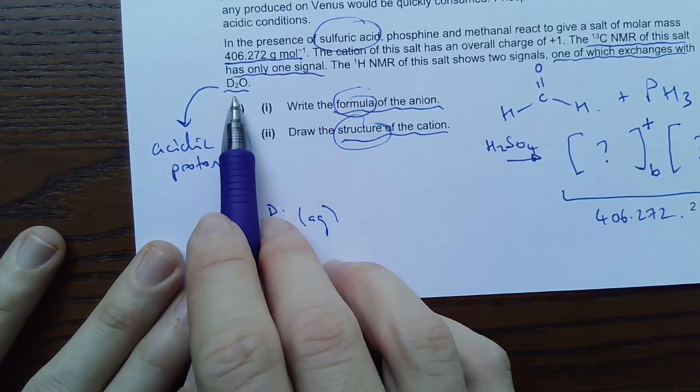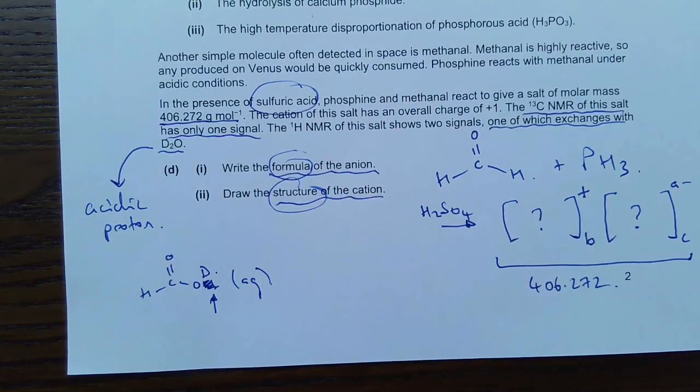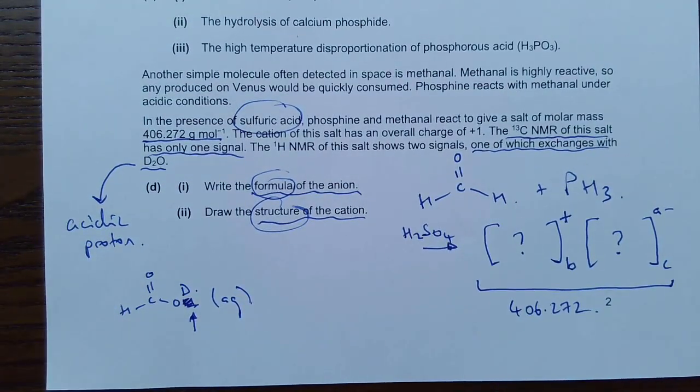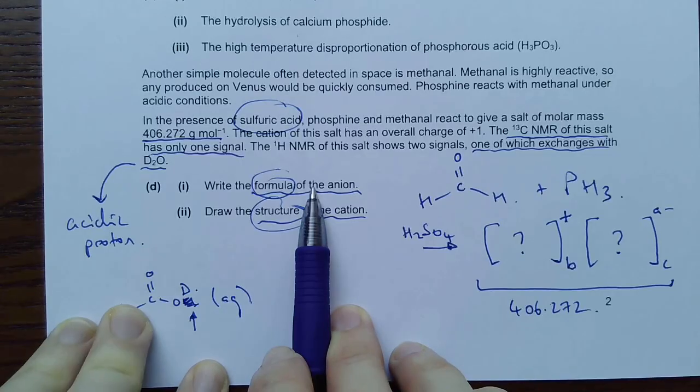So this piece of information just tells me that one of the protons is acidic. I don't think, for me, this feels like enough information to be able to solve this question. It's a bit of a reach. And when I did it, I couldn't really figure it out. I can make a good guess at the formula of the anion, which is reasonably doable.